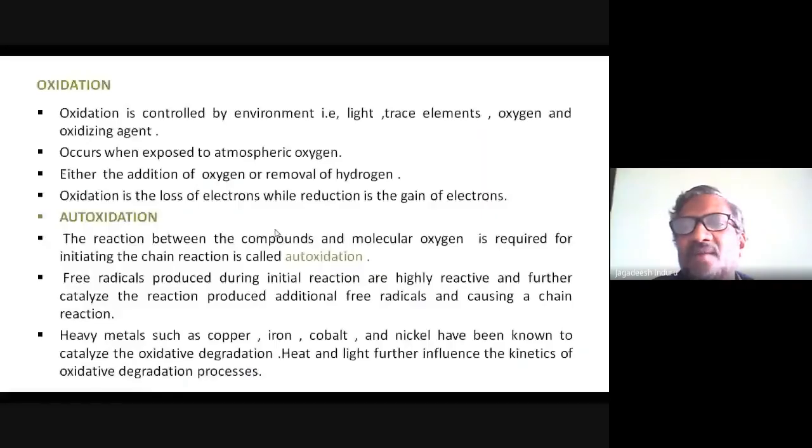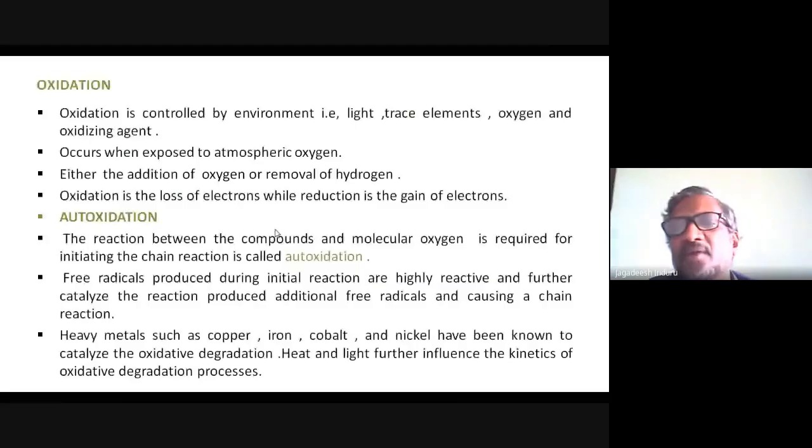Another one is molecular oxygen, which is present in the air in the form of O2. We breathe in and breathe out in that environment, so it is also exposed to your product, and you are going to have degradation. Another one is the oxidizing agent, which is present in our product as an excipient, and the drug itself may be an oxidizing agent. So these are the four major oxidation factors.